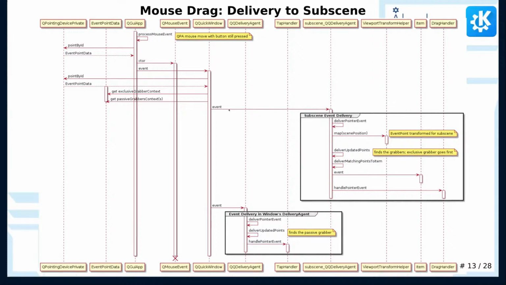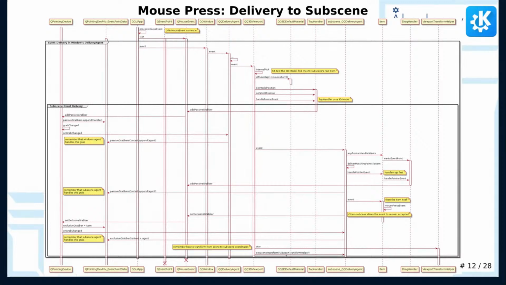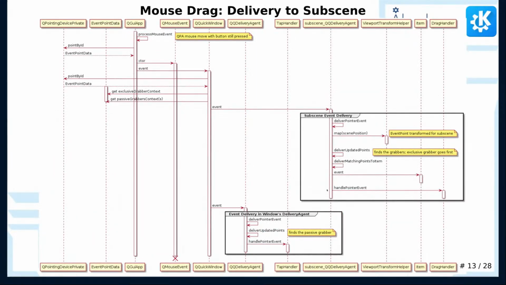So now, rather than going through all of the stuff that we did before, we're skipping picking, we're skipping event delivery through the main 2D scene, and we're going directly to the subscene first, because that's the context in which the exclusive grabber occurred. So we call event on the subscene delivery agent, which will deliver the pointer event, and then it's going to use that viewport transform helper that was created here and set. Now it's going to use that and call map on it to directly convert the scene position from the root 2D scene into the subscene.